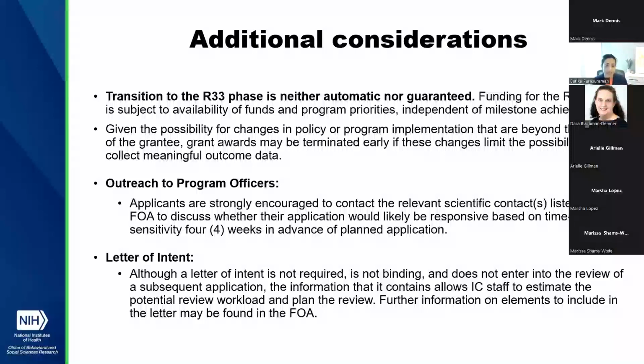The second point, the letter of intent. So a letter of intent is not required. It's not binding. It does not enter into the review of your application, but the information that it contains is very helpful for IC staff, institute center staff to estimate the potential review workload and plan for review. Further information on what to include in the letter of intent may be found in the funding opportunity.